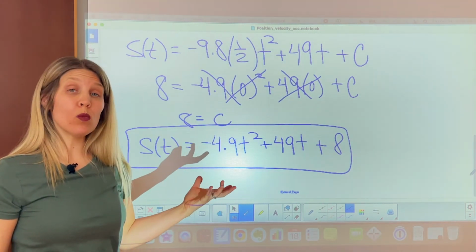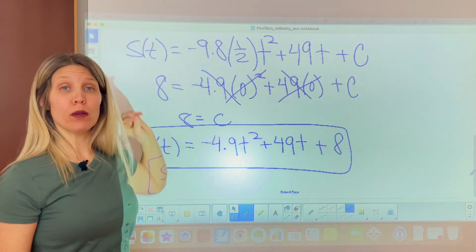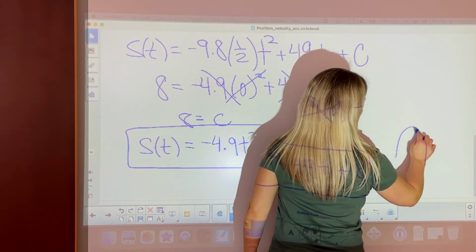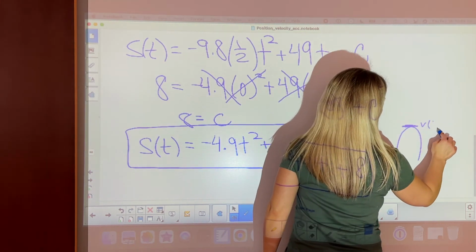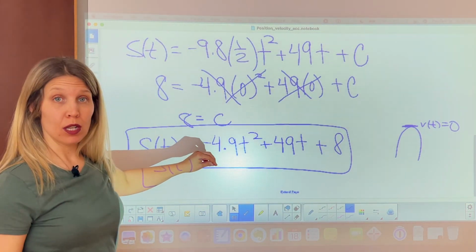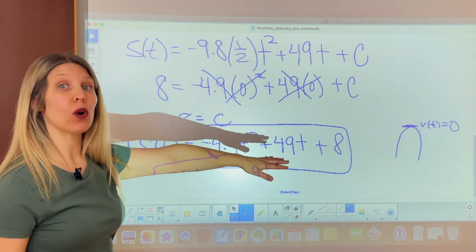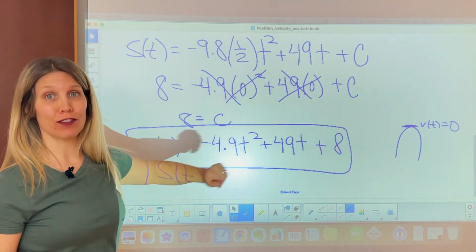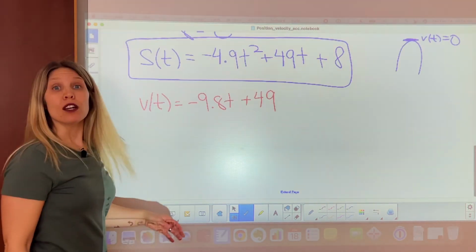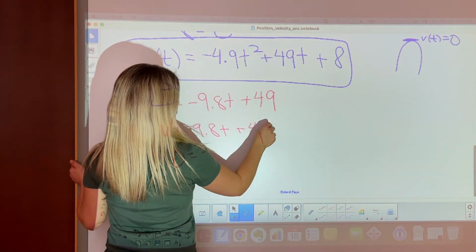And remember, what we want is the position of the ball at the top of the curve. And do you remember what we talked about at the top of the curve? So I'm going to draw it here. Here's the curve. At the top of the curve, this is where velocity equals 0. So we have our position equation, but we have to find out at what time does velocity equal 0 to plug into our position equation to find that. So let's take our velocity equation and set it equal to 0. So this is our velocity equation. We're going to set this equation equal to 0 and solve for t.